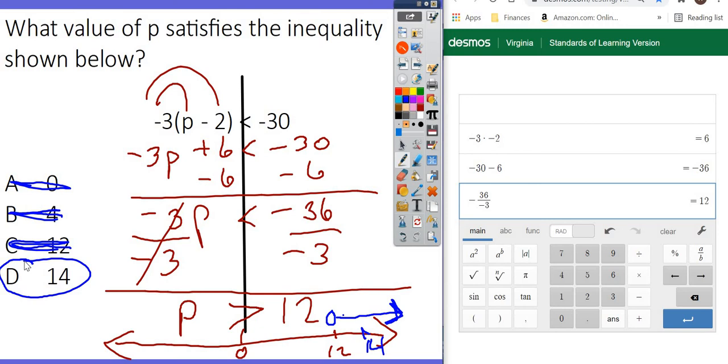So be real careful to look for things like flipping the inequality if you divide or multiply by a negative, and write out that number line and make sure you follow the inequality symbol. I knew it was going to the right because my inequality symbol was pointing to the right. Open circle because it was not equal to.